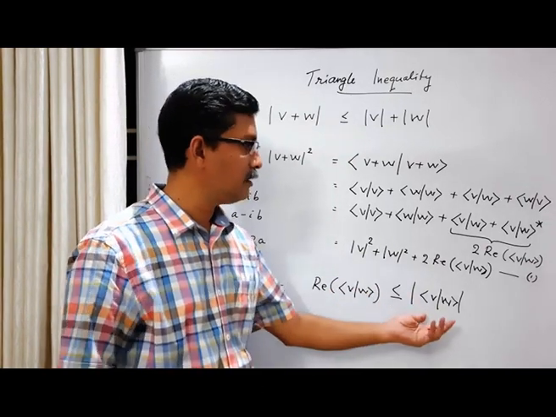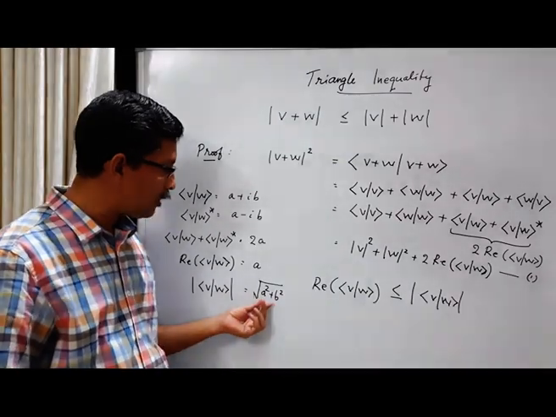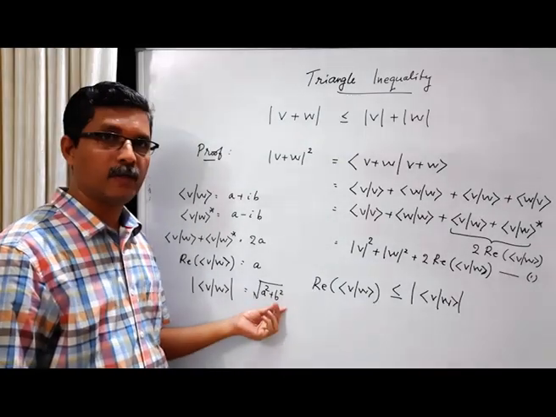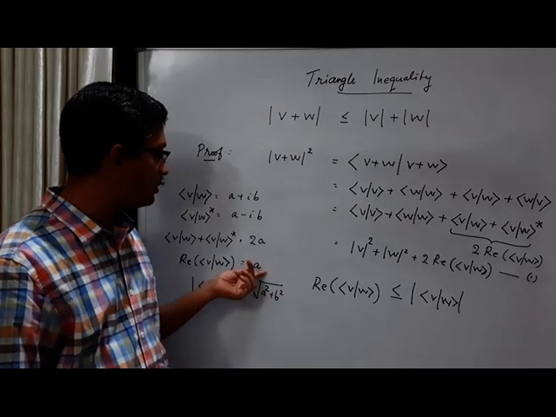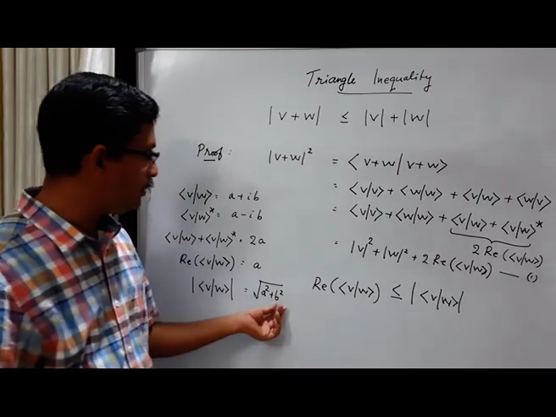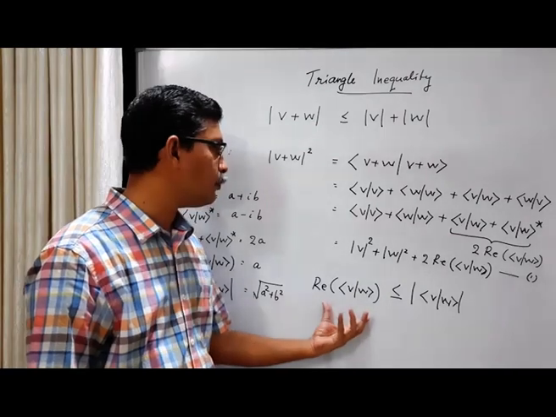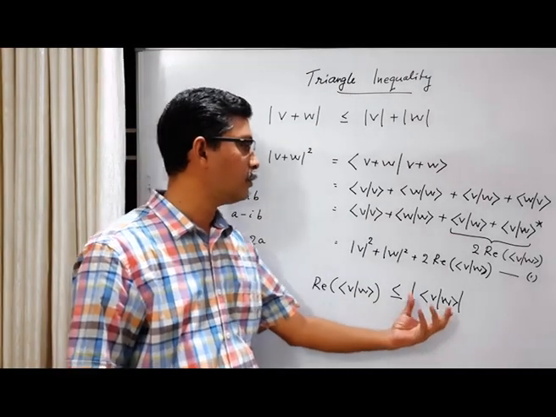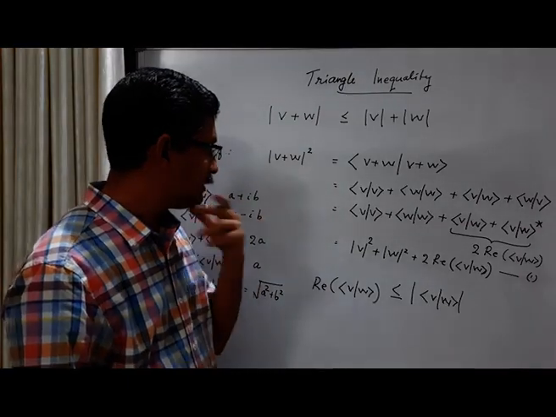Its modulus contains the square of the real part and the square of the imaginary part, root of a square plus b square, whereas the real part of the inner product contains only a. So in general, if b is 0, these two are the same, but in general this real part of the inner product is less than or equal to the modulus of the inner product. Okay, this is one thing.